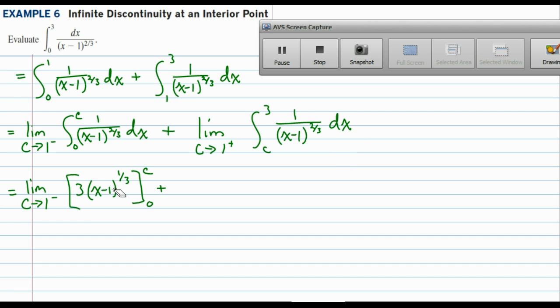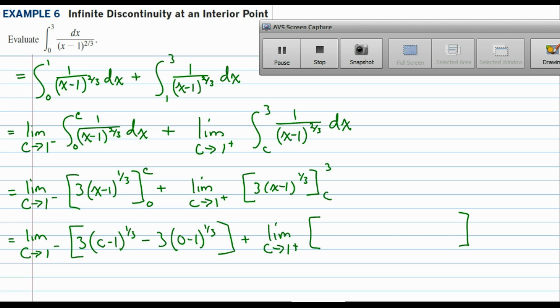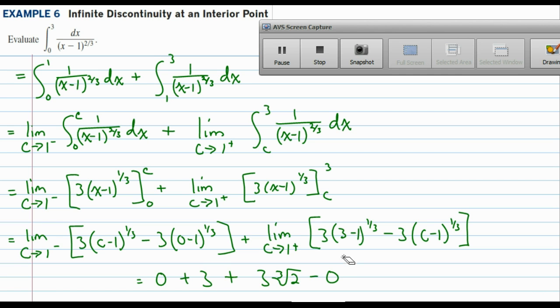So let's integrate. And fundamental theorem part 2 for both pieces. Now I'll simplify. The limit as C approaches 1 from the left, well, that's really going to be 0 to the 1/3, so that's 0. And this simplifies to be 3. Plus, this simplifies to be 3 cube root 2, 2 to the 1/3 power. And then as we plug in 1 over here, I get 0 again. So my total area under this curve between 0 and 3 is 3 plus 3 cube root 2 units.